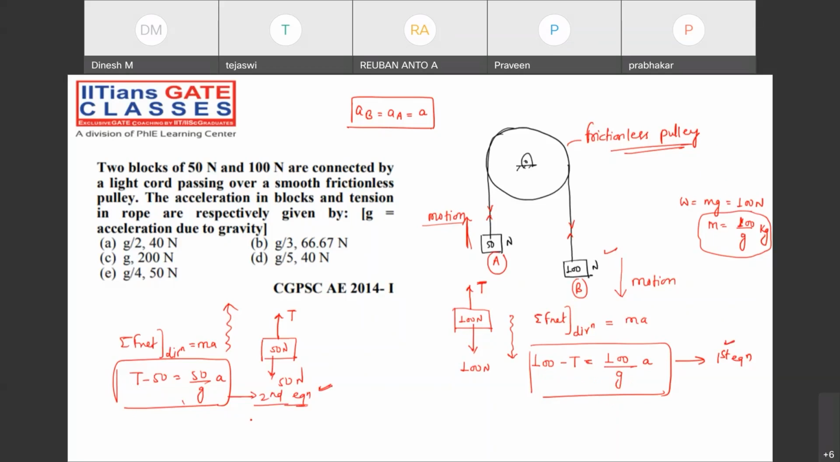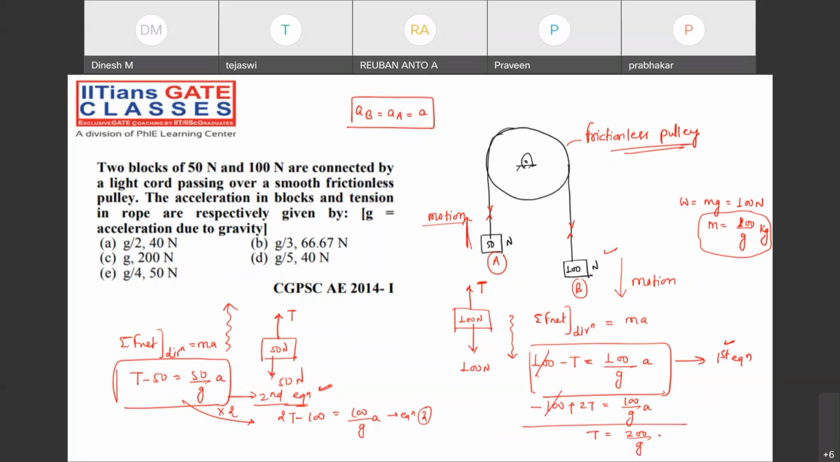So just multiply this equation by 2. 2T minus 100 multiplied by 2 will be equal to 100 by g into acceleration. Now by equation 1 and equation 3, you are able to write minus 100 plus 2T is equal to 100 by g into acceleration. Now what do you do? Subtract it, or just add it.